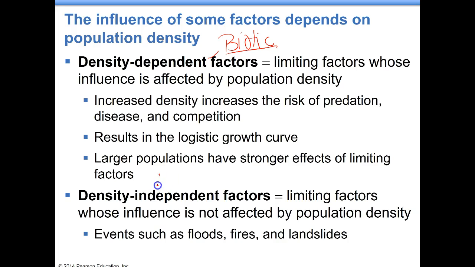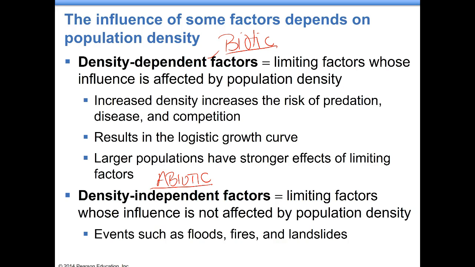Density-independent are abiotic factors, and abiotic factors are non-living factors. These are things that we really can't control: hurricanes, floods, earthquakes, natural disasters, fires, landslides, that kind of thing. So here's what's going to happen. The density-dependent factors are limiting factors whose influence is affected by the population density.